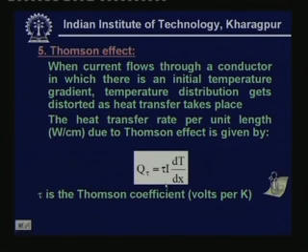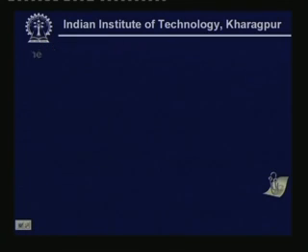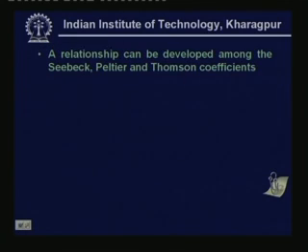What is this effect? When current flows through a conductor in which there is an initial temperature gradient, the temperature distribution gets distorted. As a result, heat transfer takes place, and this heat transfer rate per unit length due to the Thomson effect is given by Q_tau equal to tau into I into dT by dx, where tau is the Thomson coefficient. It can be easily shown that a relationship exists between the Seebeck, Peltier and Thomson coefficients.